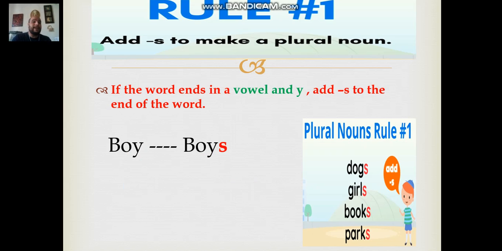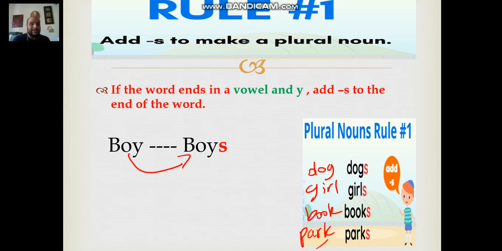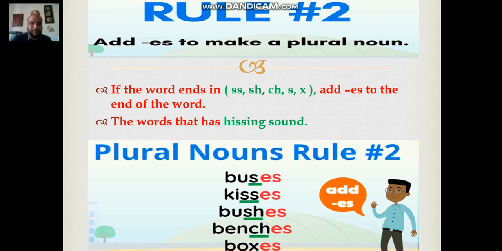Rule number 1, add an S, as simple as that. Boy, boys. Dog, dogs. Girl, girls. Book, books. Park, parks. You see, it's too easy.